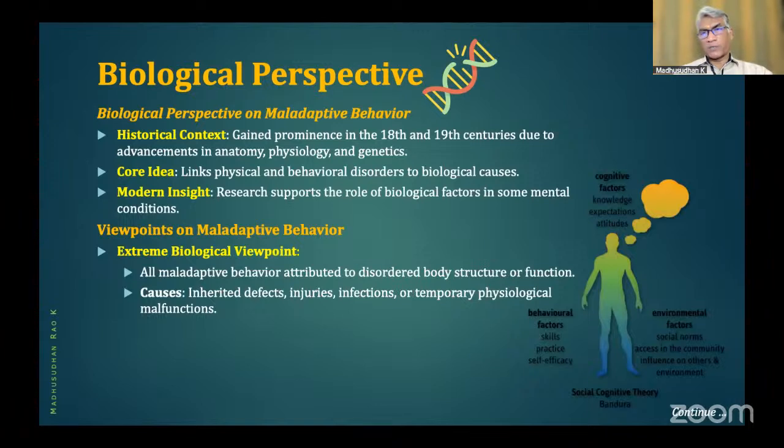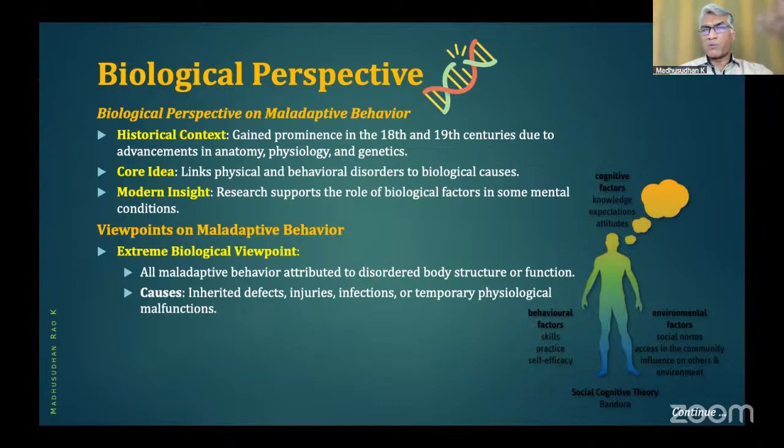In the extreme biological view, all maladaptive behaviors are attributed to disorders of structure or function, how the body is structured and how it functions. This structure includes genetics, endocrinology, all these things. So what causes them? Inherited defects or injuries. Inherited means genetic, hereditary. An injury can cause a defect to a particular part inside, which causes that behavior. Infections, such as viral fever if not treated in time, or temporary physiological malfunctions.